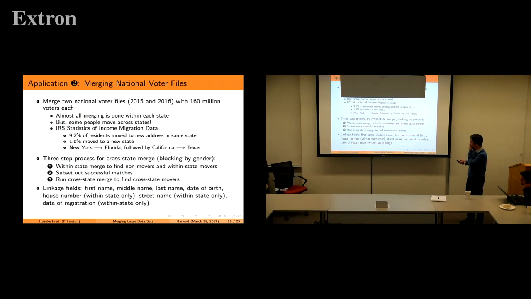Not too bad. So we use the linkage field: first name, middle name, last name, date of birth, house number, street name. But these things, if you're looking for the movers, obviously address changes, right? So you don't want to use some of these fields if you're looking for the movers. So the movers are harder to find, not just because there are fewer of them, but because the address is changed. So the address fields are not going to be informative.